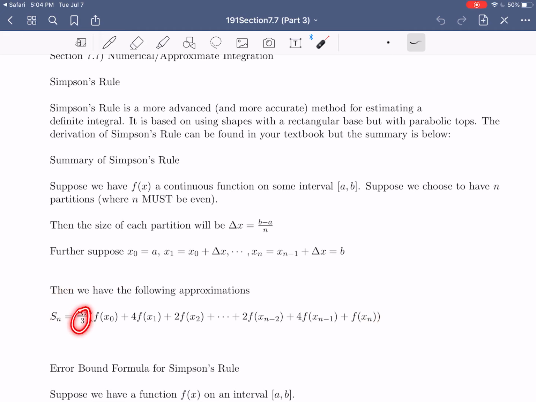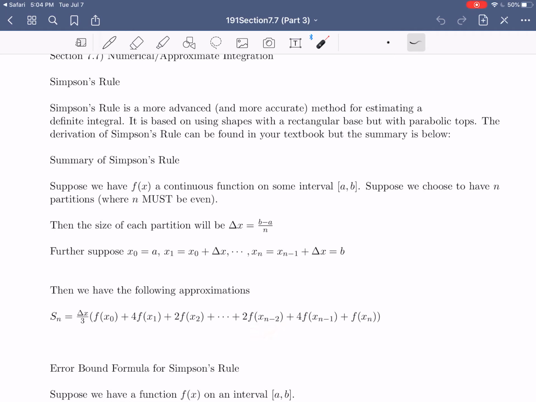So outside, similar to the trapezoidal rule, we have delta x over 3. And then inside, we start with f of x0, then plus 4 of f of x1, plus 2 of f of x2. This pattern will go 4, 2, 4, 2, so on and so forth, until we get down here to 2 of f of xn minus 2, plus 4 of f of xn minus 1, and then plus f of xn.